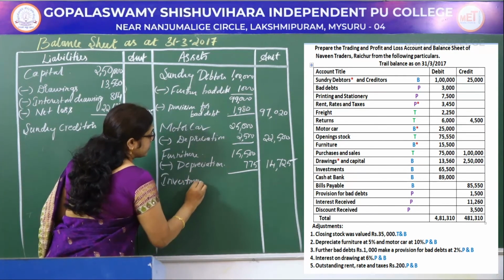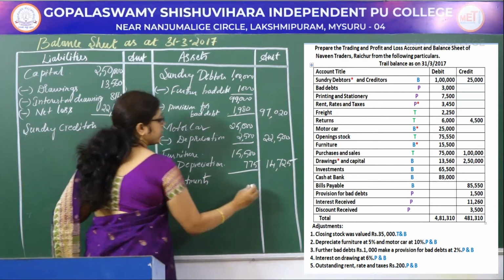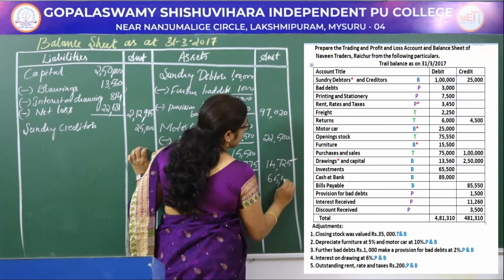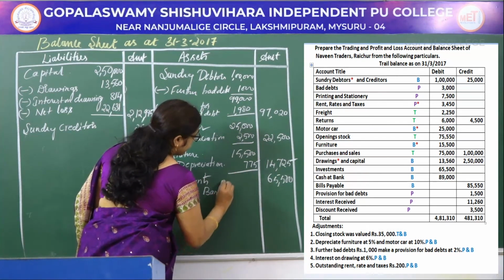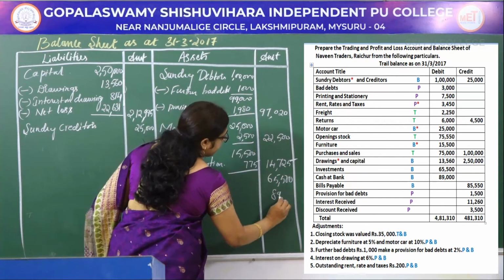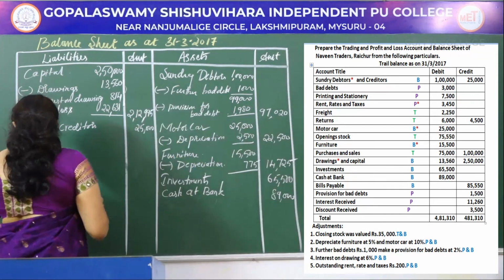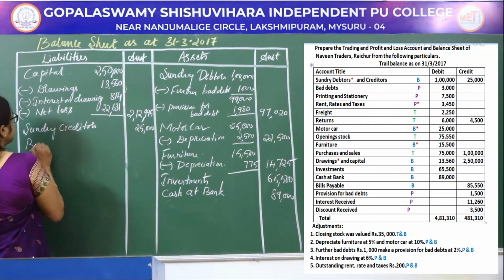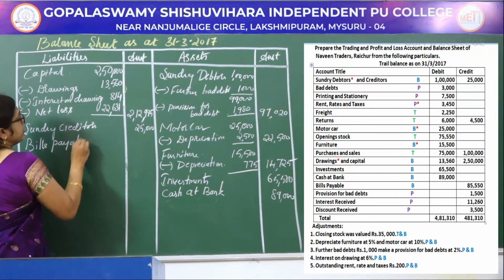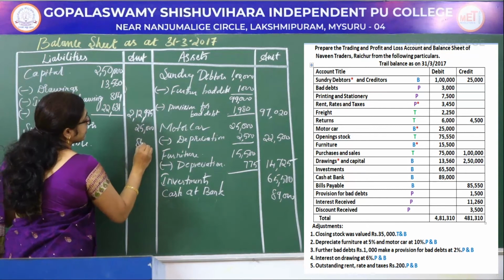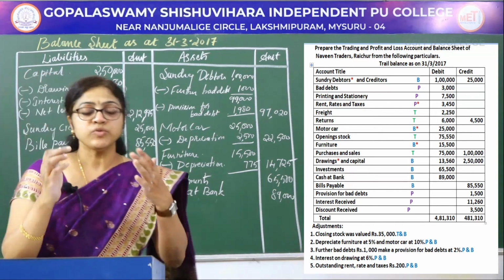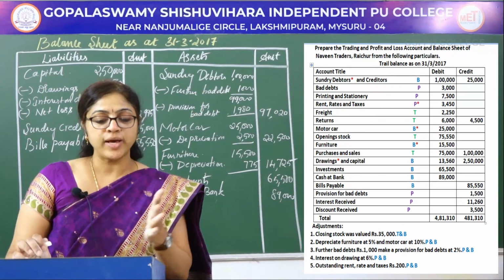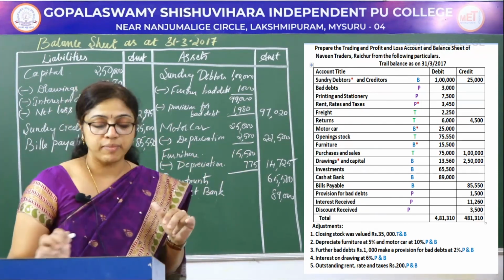Next one, investment is there. Investments, that is 65,500. Cash at bank 89,000. Next one, bills payable is there. Bills payable 85,550 rupees. The items which are all given in the trial balance, it is already recorded in balance sheet.